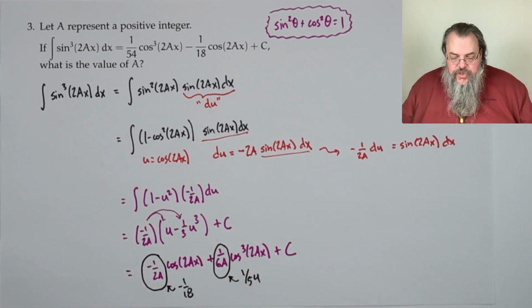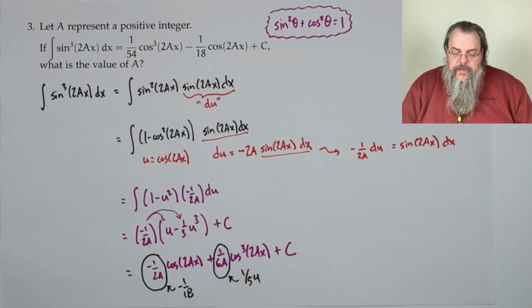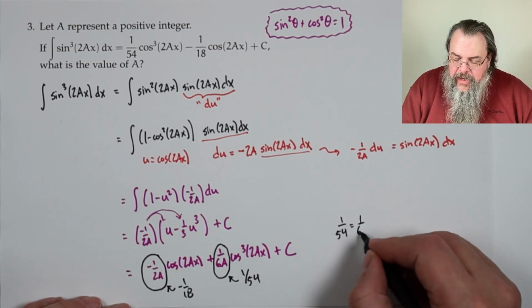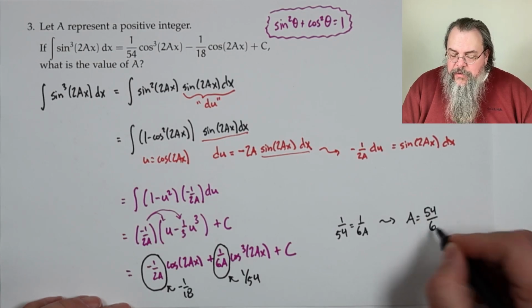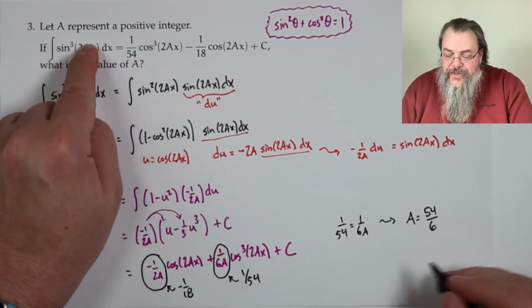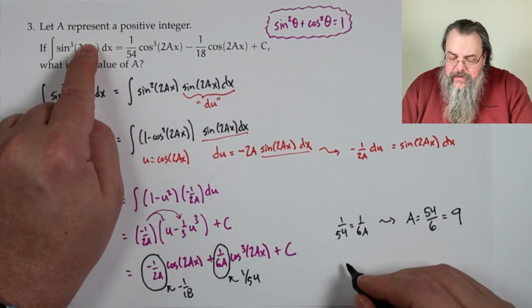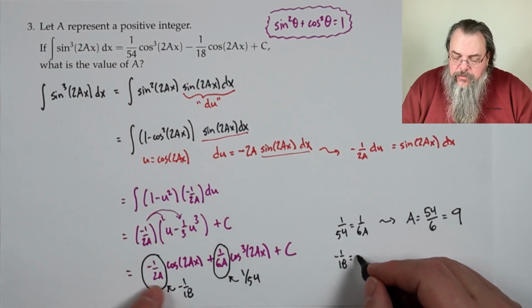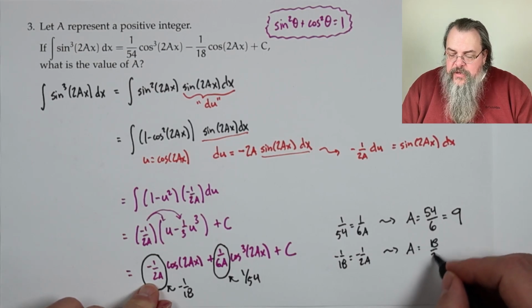And now the question, is there a value of a where 6 times a is 54, or where 2 times a is 18? And we say, aha, so 1 over 54 equals 1 over 6a tells us a is 54 over 6, but of course we need to have it be a positive integer. 54 divided by 6 gives us 9. The same way, we have minus 1 over 18 equals minus 1 over 2a. That really tells us a should be 18 over 2, which is 9.